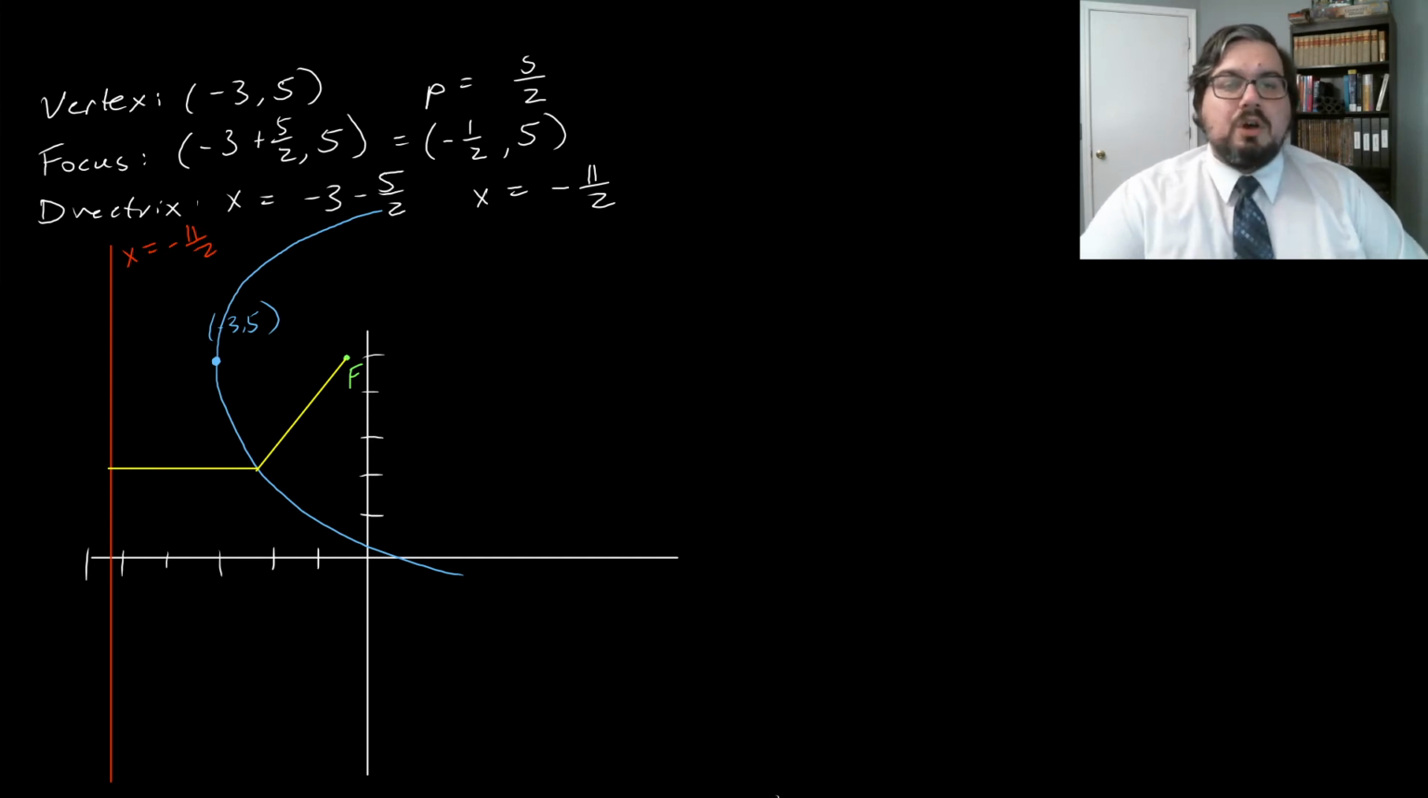We can, of course, go the other direction as well and find the equation in expanded form of a parabola given information about either its vertex and its focus, or its vertex and its directrix, or its directrix and its focus. Any two of those pieces of information is actually enough to determine the equation of the parabola. So let's see how that goes.